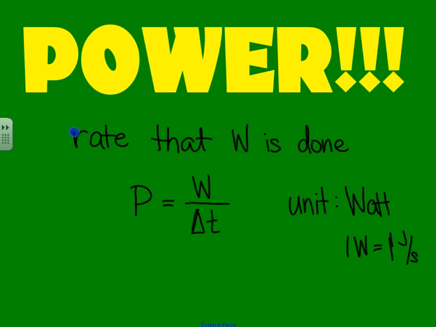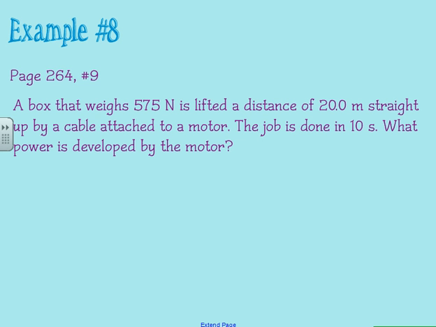In problems where we're dealing with power, we will often have to find the work first and then divide it by time to find out how much power. Just as in our first example problem. A box, which weighs 575 newtons, is lifted a distance of 20 meters straight up by a cable that's attached to a motor. It takes 10 seconds to lift this box. What power is developed by the motor? To determine this, we're first going to find how much work the motor does.